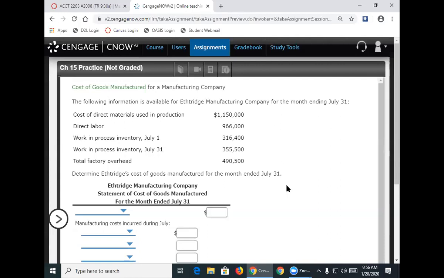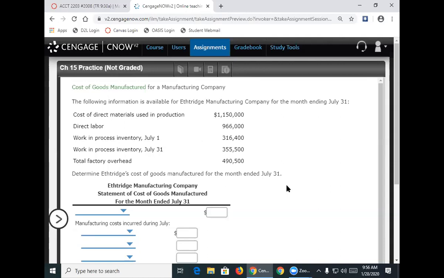So in this exercise, we're dealing with work in process. It tells us the following information is available in Etheridge Manufacturing Company for the month ending July 31st. It gives us materials used in production, direct labor, the beginning work in process inventory, the ending work in process inventory, and total factory overhead. Okay. So when I'm working, again, we'll put it all in the statement here in a minute, but all we're doing is doing the same thing we did in the last one, really. We're balancing an account. We're just balancing work in process now.